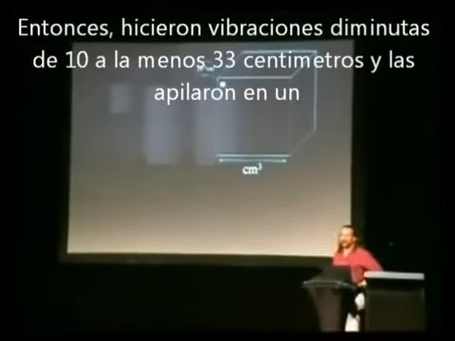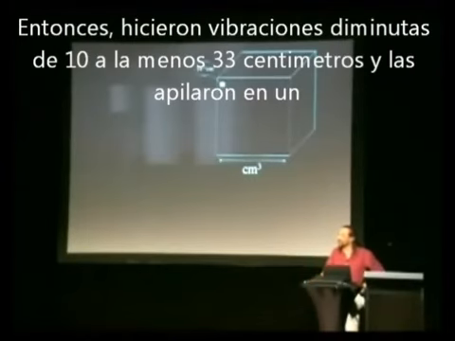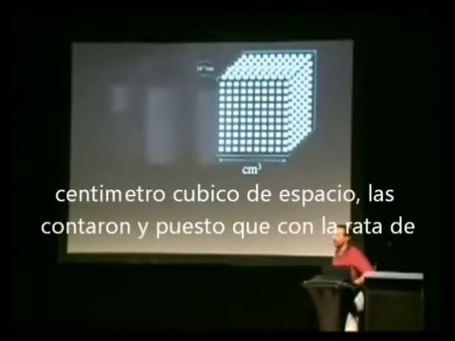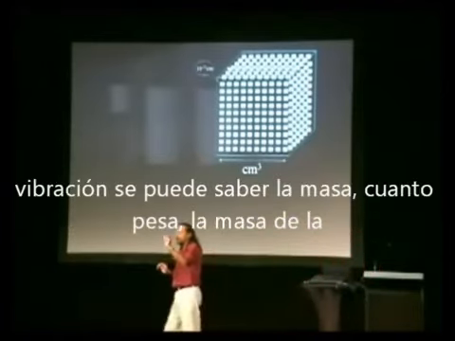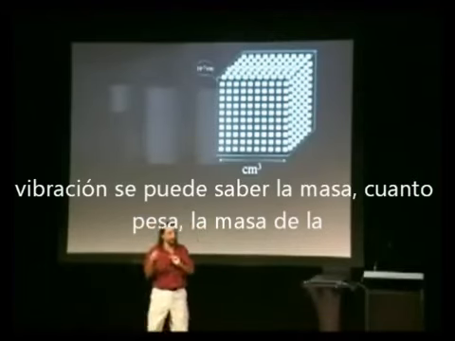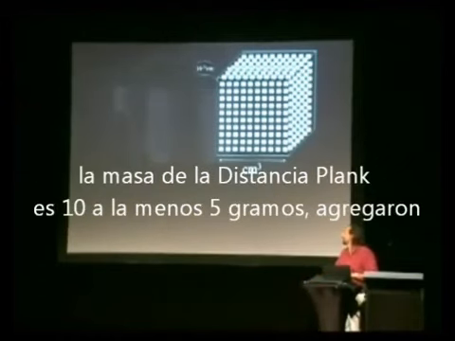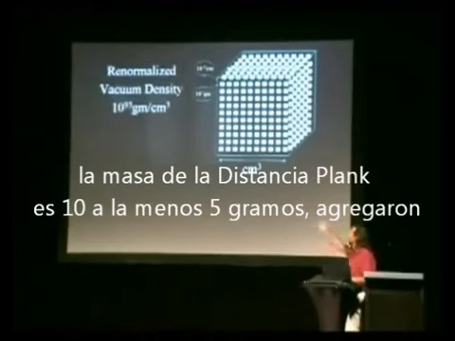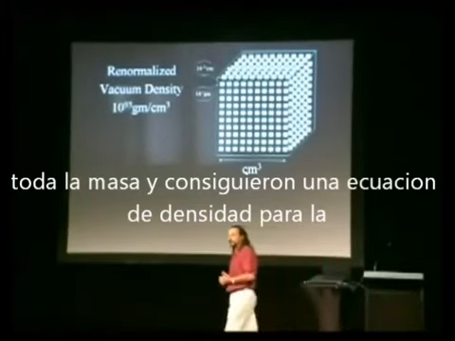So they made little vibrations of 10 to the minus 33 centimeters. They stuck them all in a centimeter cube of space. They counted them all. And since for a vibrational rate you can get a mass, how much it weighs, the mass of the Planck's distance is 10 to the minus 5 grams. Then they added all the mass and got a density equation for the density of the vacuum.